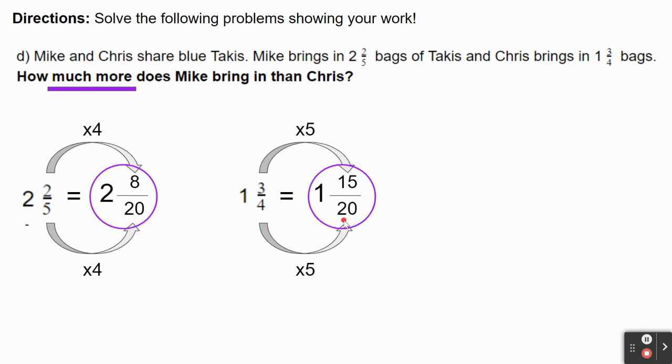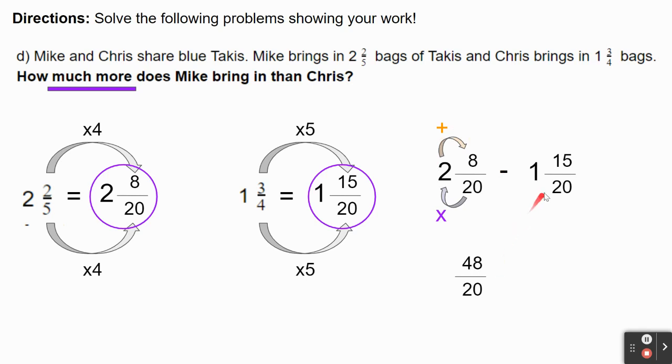Instead of adding like we did in the previous problem, we're going to subtract. So let's subtract 2 8/20 minus 1 15/20. Remember, we need to subtract the fractions first. 8/20 minus 15/20. Well, we can't take 15/20 away from 8/20. So we need to rewrite both of these mixed numbers as fractions greater than 1. To do that, we are going to multiply the denominator times the whole number and then add the numerator on top. So 20 times 2 is 40 plus 8 is 48, and the denominator 20 stays the same.